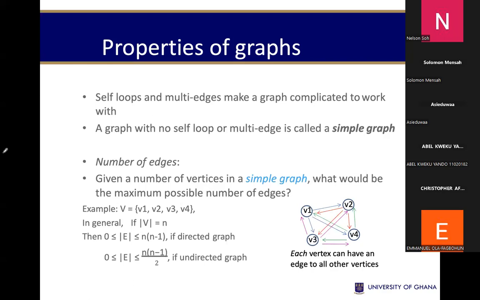So let's assume I have this particular graph, right? The number of edges is what we want to look for. So if you have the number of vertices in a simple graph, what would be the maximum possible number of edges? Once we know the vertices, our main task is to look for the extreme case if all the vertices or the nodes are connected. What can be the maximum number of edges that graph can possess?